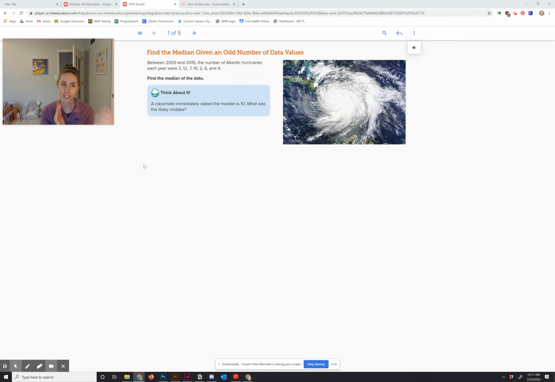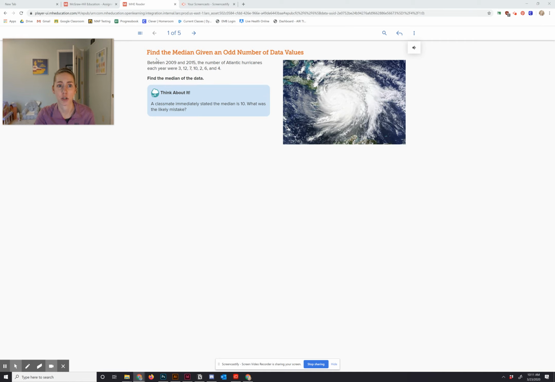When you have an odd number of data points, it's really easy to find the median. It's going to be that center number. But when you have an even set, when you get down to the center, you're going to have two numbers in the center, and you're going to have to find the number that's between those two numbers. So you'll have to find the mean of those two numbers. Let's work through example number 1 to see what I'm talking about.